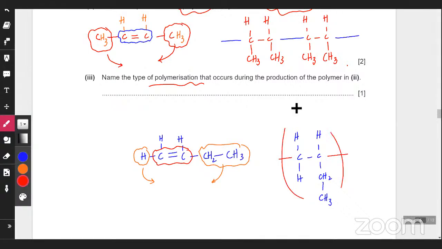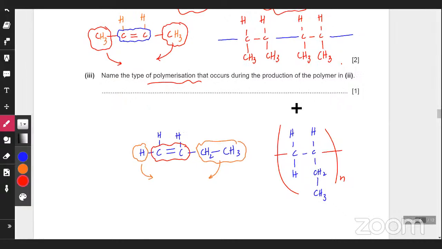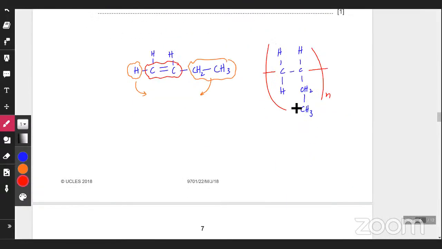So the other way of representing this molecule is by just writing n. That's the other way of representing this molecule. Okay? Is this clear? Ethan, is this clear? Yes, it's clear.